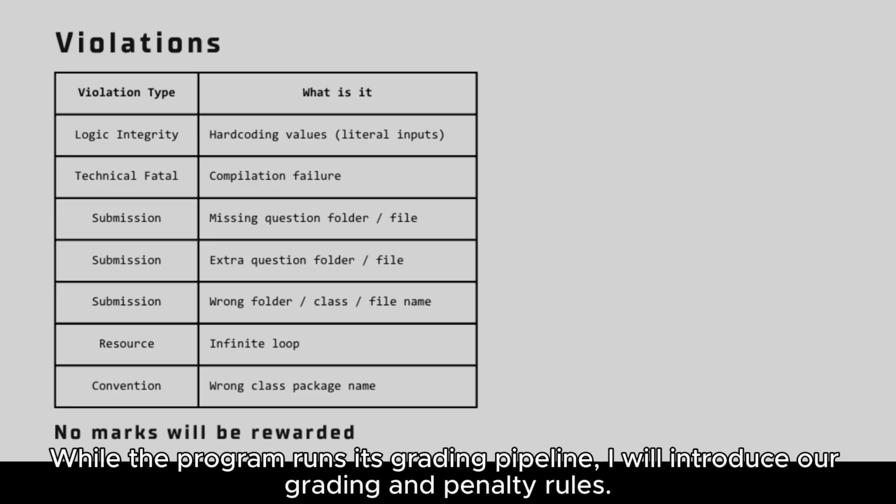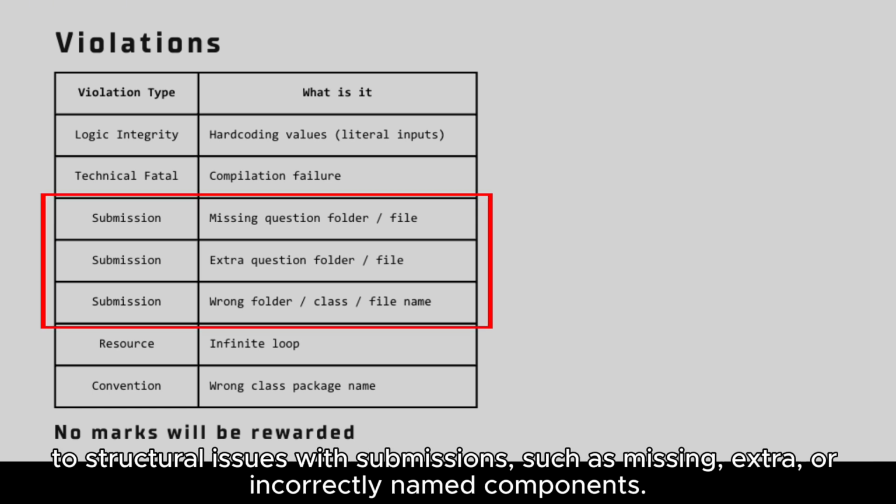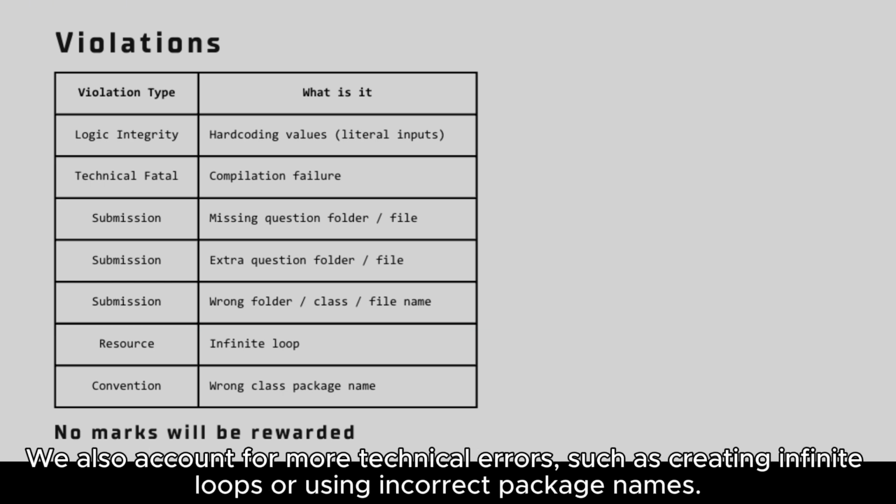While the program runs its grading pipeline, I will introduce our grading and penalty rules. We have identified 7 distinct violation types, ranging from hard-coding answers and compilation failures to structural issues with submissions, such as missing, extra, or incorrectly named components. We also account for more technical errors, such as creating infinite loops or using incorrect package names.